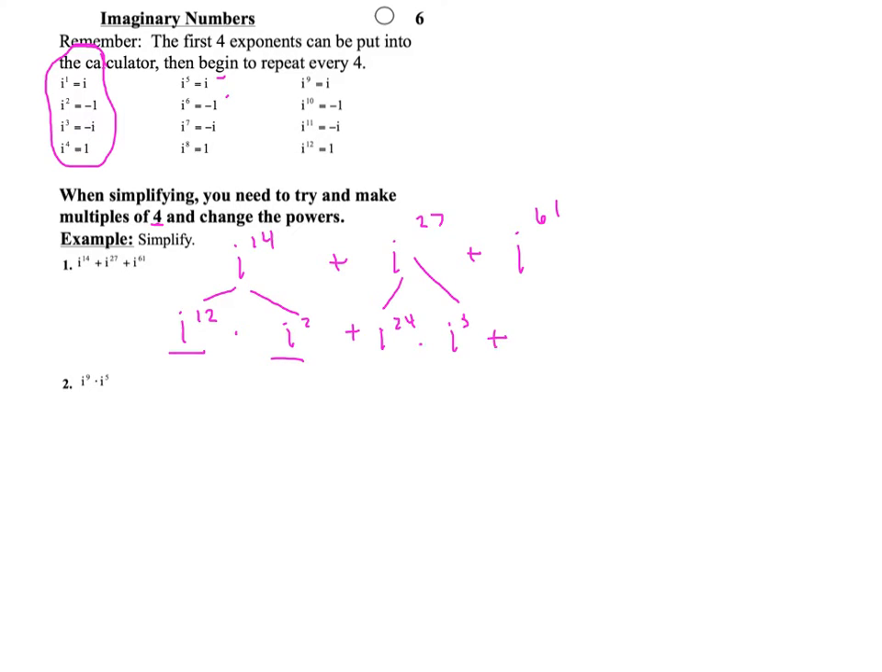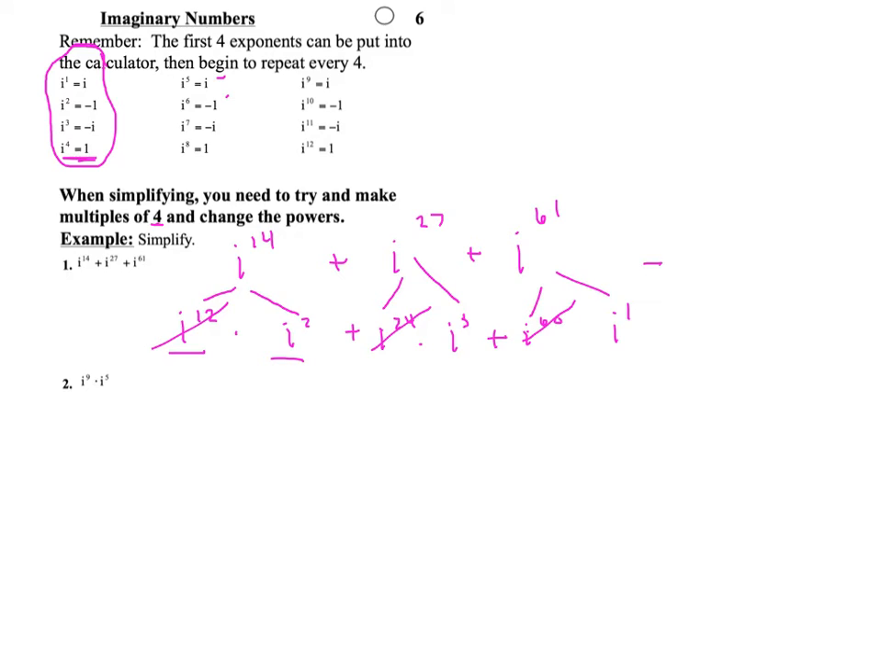Plus, 61, a multiple of 4, so i to the 60th power, but I still have 1 i left over, so i to the 1st. So any multiple of 4, since my pattern repeats, any multiple of 4 as an exponent is going to equal 1. So this is going to equal 1, this is going to equal 1, and that will equal 1.